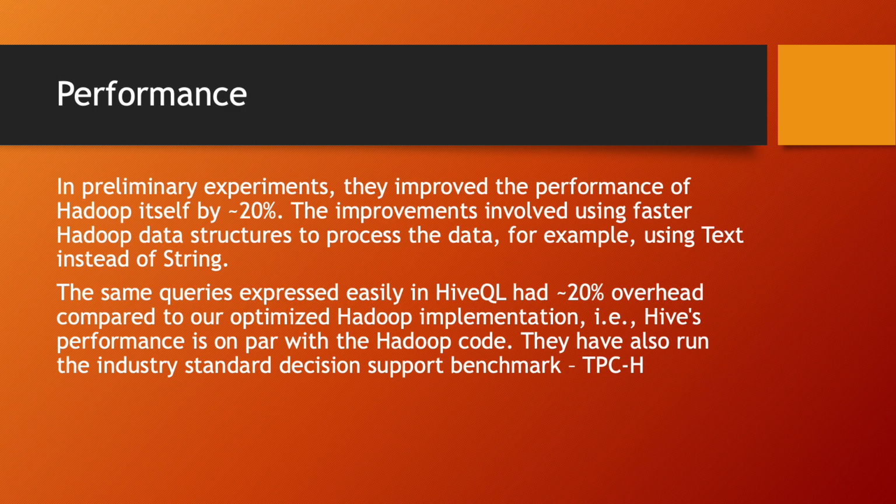In preliminary experiments, they improved the performance of Hadoop itself by 20%. The improvements involve using faster Hadoop data structures to process the data, for example, using Text instead of String. The same queries expressed easily in HiveQL had around 20% overhead compared to an optimized Hadoop implementation. Hive's performance is on par with the Hadoop code. They also ran the industry standard decision support benchmark, TPC-H.